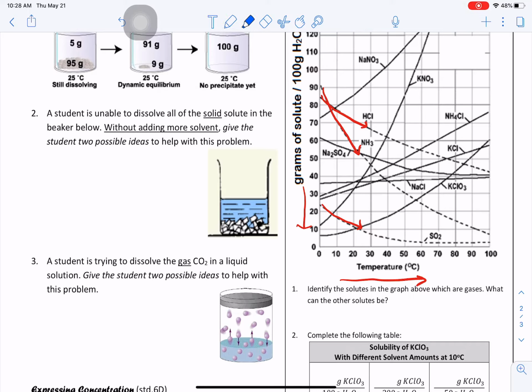Now, what can the other solutes be? The other solutes are solids in liquids, or solids in water. Why is that? As temperature increases, the solubility increases. That makes sense, right? We can dissolve more solid in a liquid if we increase the temperature, because it breaks up the electrostatic force, and then we can dissolve more. All right, next one.